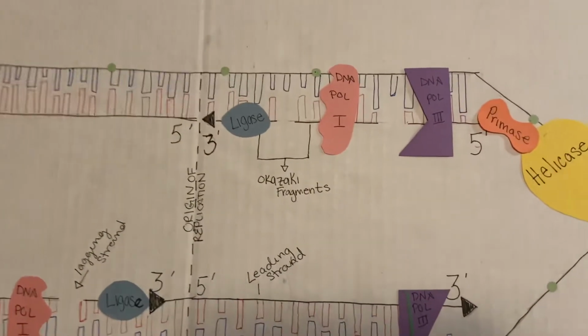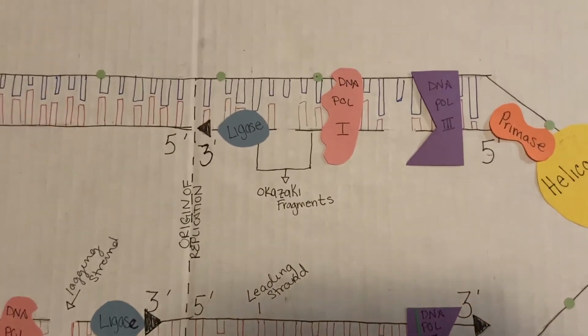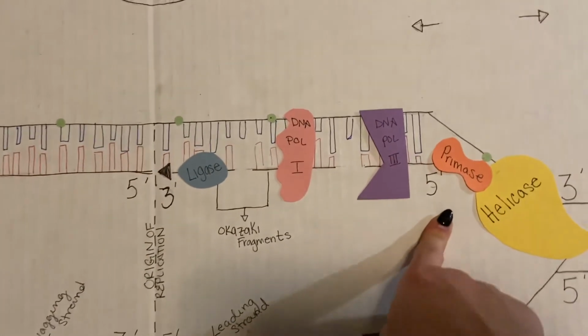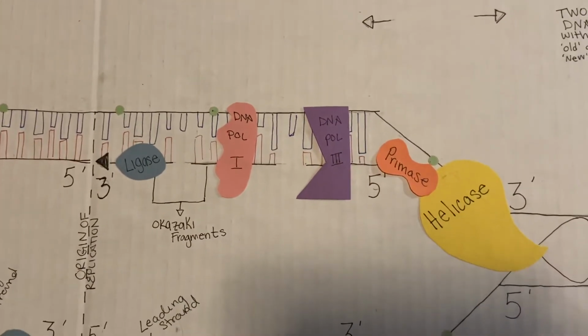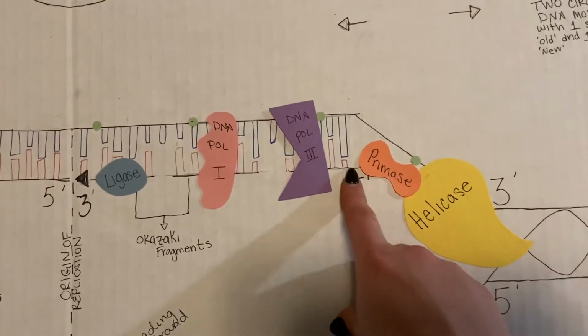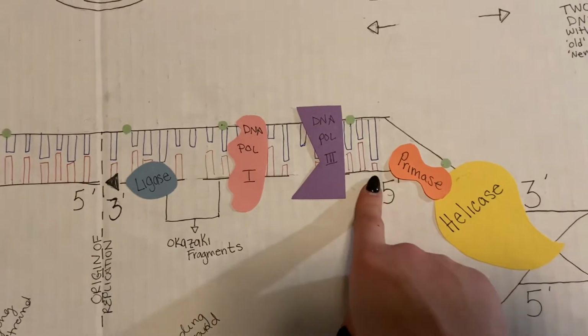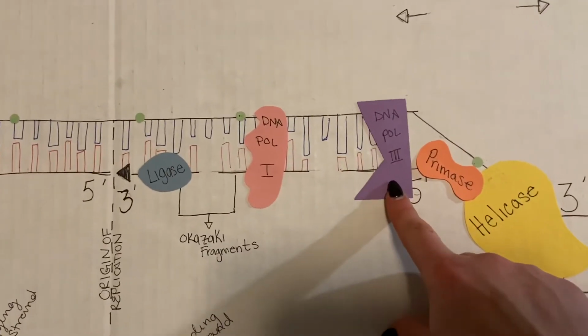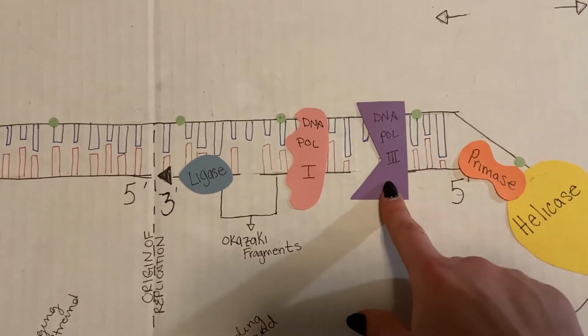Now, on the other side, because DNA is anti-parallel, it's going to be running 3' to 5'. So to kind of combat that and help the DNA polymerase 3, we have something called primase. That's going to go in and it's going to add RNA primers, which is going to allow the DNA pol to attach to it and lay down those nucleotides.